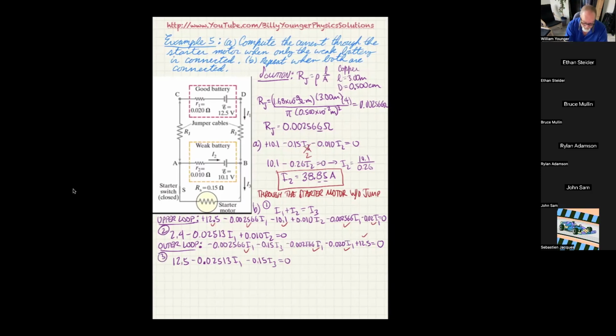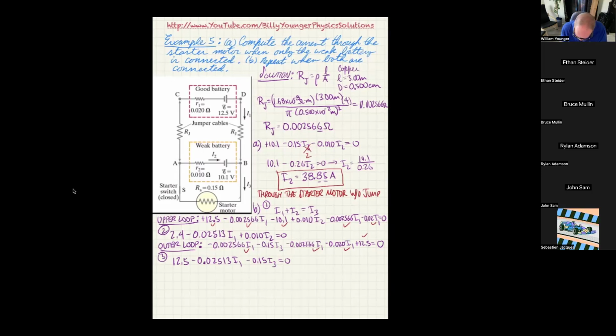If you'll notice, this one sort of has the same form as the last one. So by me doing it this way, I can solve it the exact same way. I can solve equation two for I2. I can solve equation three for I3. And then I can plug them all into equation one. And that will get me basically an equation that only relates to I1. So we're going to do that.